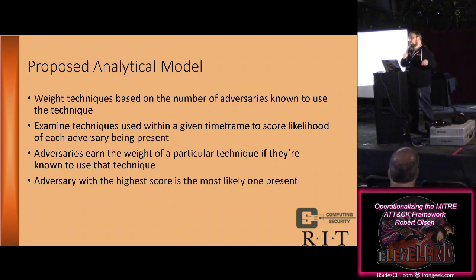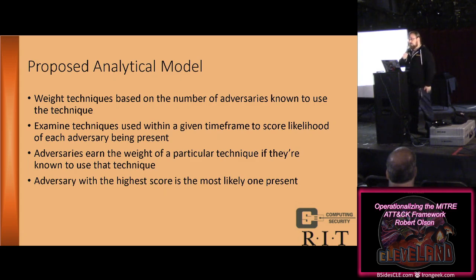So we developed an analytical model. There were a couple of iterations of this, but the one that we finally settled on is that we were going to weight techniques based on the number of adversaries known to use the technique. So techniques that are very commonly used are weighted less when attributing the behavior to a particular adversary. Techniques that are used more rarely contribute more to that attribution. We were going to examine the techniques used within some given time frame to score the likelihood of each adversary being present, and then adversaries earn the weight of each particular technique if they're known to use that technique.